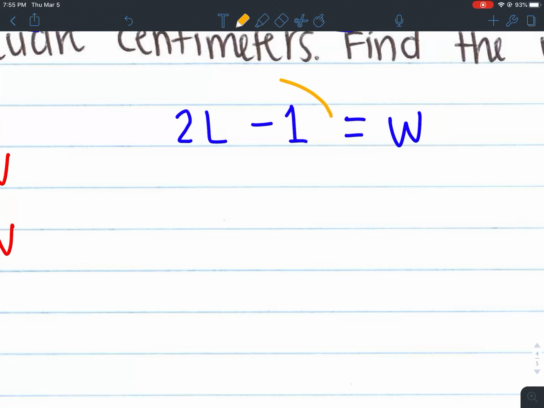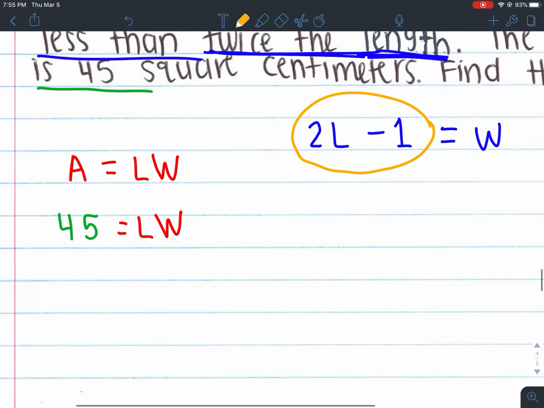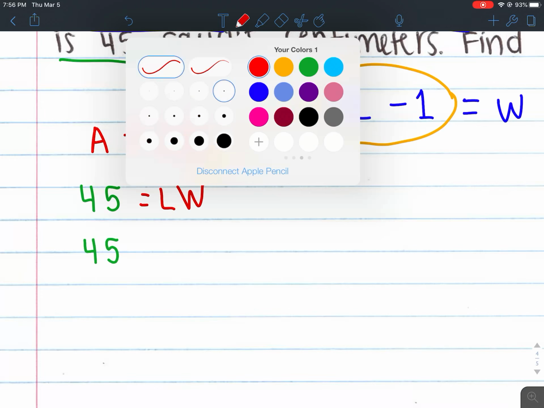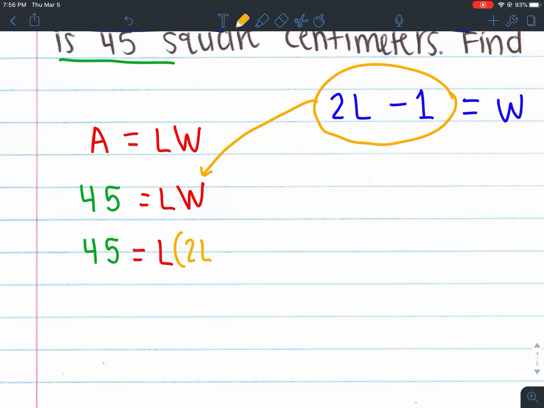Well, W equals 2L minus 1. W equals that, so I can plug that in for the W. You don't want to plug it in for L because it says W equals. And remember, when you plug in, you always use parentheses. Equals L, parentheses, 2L minus a positive 1.